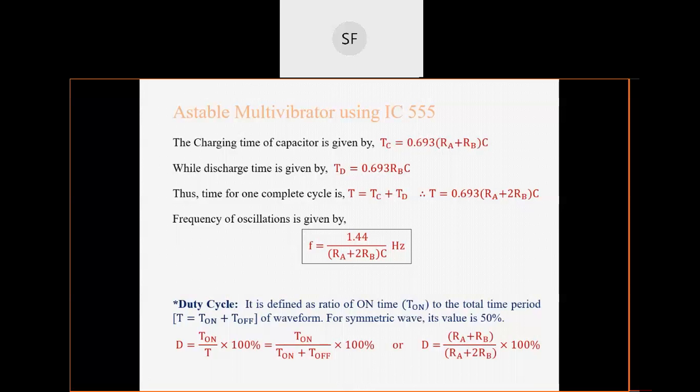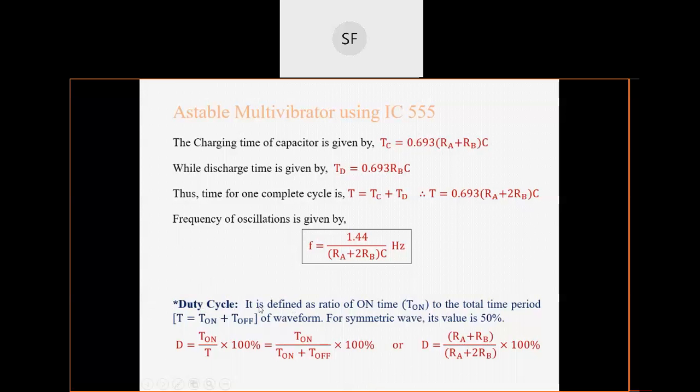These four expressions are very important and you should remember them, plus the pulse width of the monostable multivibrator also. What was the formula for the monostable multivibrator pulse width? T equals 1.1 into R into C. Again, one important point before proceeding to the numericals is the duty cycle.